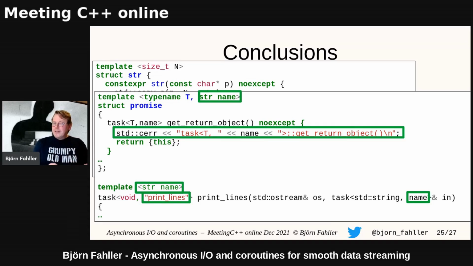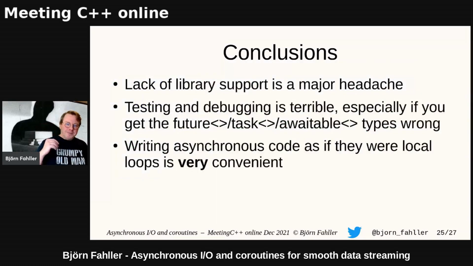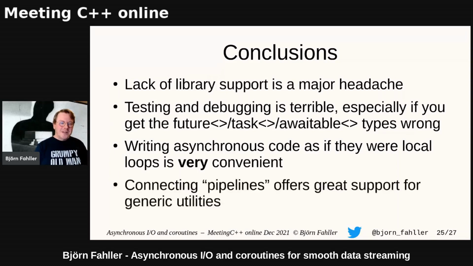This is back in the early 80s, seriously. This is not impressive, but I failed to understand what was happening with my program until I did this, which is not good. Seriously, this is not good. It might be that I'm not very clever, but this is problematic. But writing asynchronous code as if it were local loops is extraordinarily convenient. It makes life so easy once you have ironed out the headaches of getting these types done right.